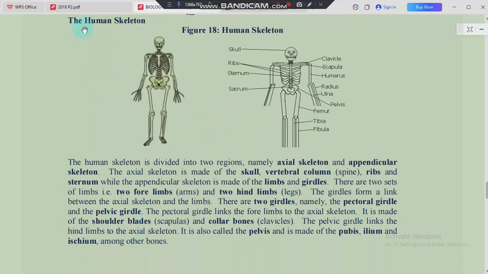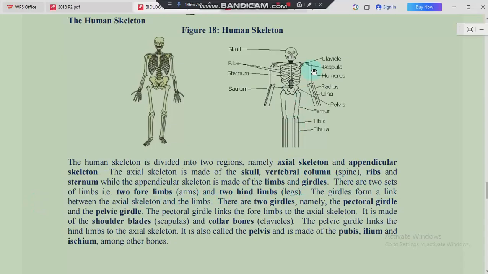So let's move on to the human skeleton. When we talk about the human skeleton, it is divided into two major regions. Number one, the human skeleton is divided into the axial skeleton and the appendicular skeleton. The axial skeleton is made up of the skull, the vertebral column, the spine, the ribs, and the sternum, while the appendicular skeleton is made up of the limbs and the girdles. All right, so there are two types of limbs. We have the forelimbs, which are the arms, and then we have the two hind limbs, which are the legs.